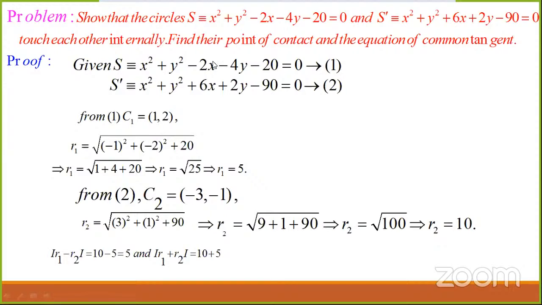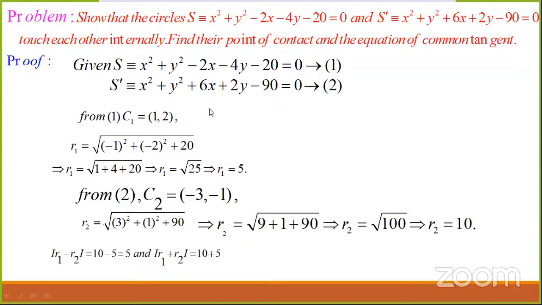Similarly, reading the values g, f, c from the circle equation and substituting in the radius formula r1 is equal to root of g square plus f square minus c, we shall get r1 is equal to root 25, which implies r1 is equal to 5.